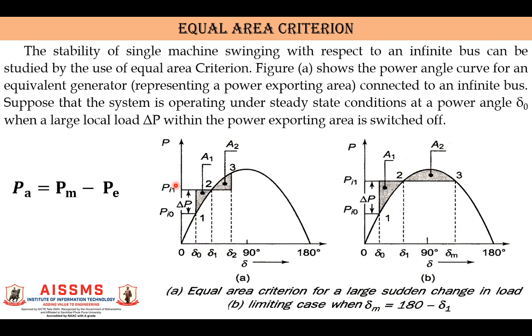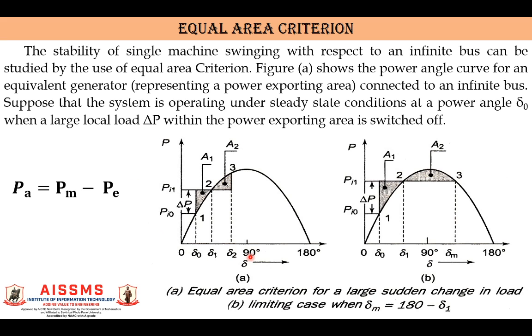Delta is the angular displacement of the rotor from the synchronously rotating reference axis in electrical degrees, and P is the electrical output power of the generator, or the mechanical input power of the generator. In stability studies, we consider input power always equal to output power of the generator. The system is a lossless system, and we have the swing equation PA equal to PM minus PE.